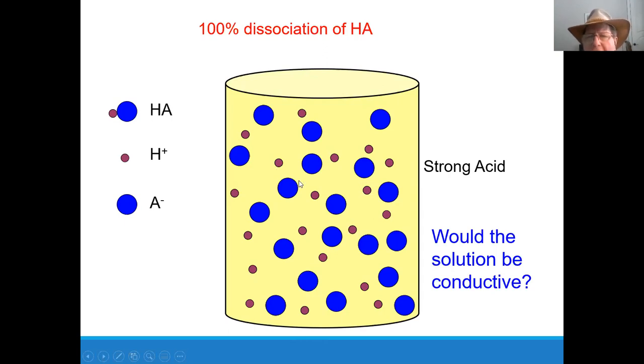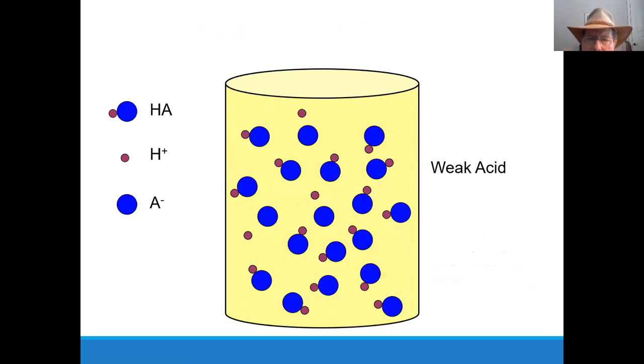I've got lots of ions in solution. Remember, in order for a solution to be conductive, it has to be an electrolyte, which is complete dissociation. So strong acids very much conduct lots of electricity. On the other hand, if I have a weak acid, what happens is only part of the molecules dissociate. Would this be conductive?